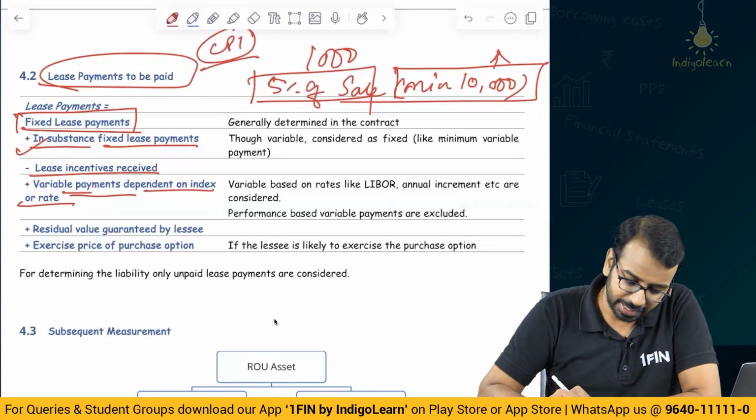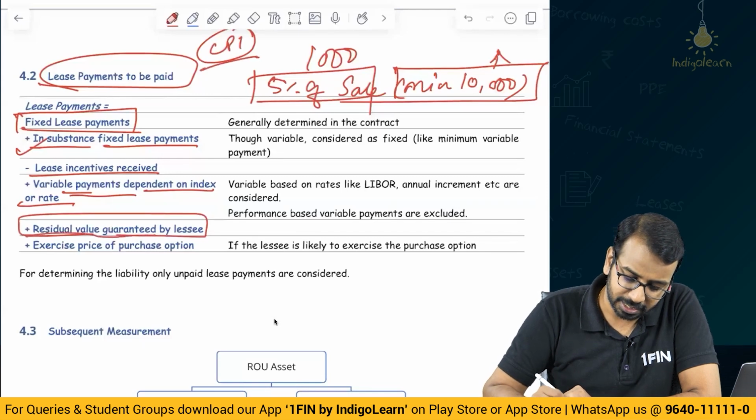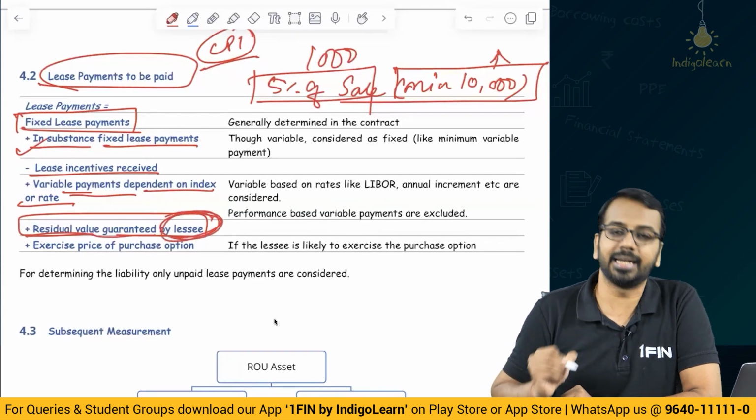Okay. Then residual value guaranteed by the lessee. Very important, if there is anything which is guaranteed by the lessee.